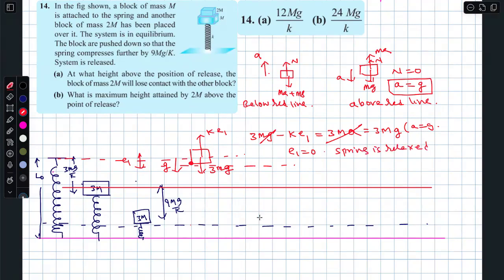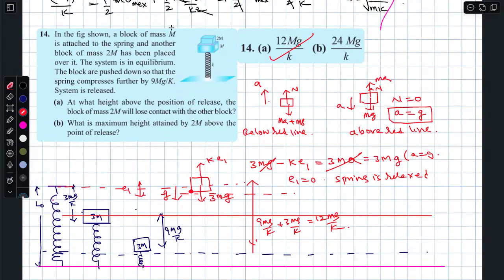Spring is relaxed means what height can I take from here? 9mg by k plus 3mg by k, which is going to be 12mg by k. First part is done. What is the maximum height attained by 2m above the point of release? Now, first thing, you have given me clarity that it loses contact immediately when it reaches 12mg by k height from the given situation.